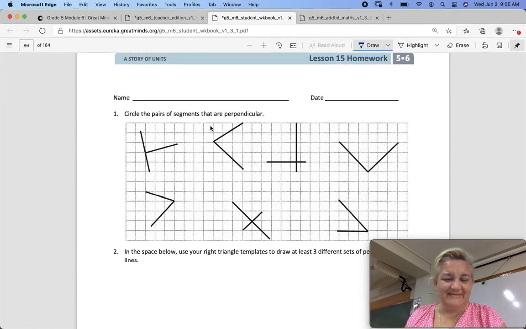So circle the pairs of segments that are perpendicular. Use your protractor, use a straight edge. Make sure it's 90-degree angles.